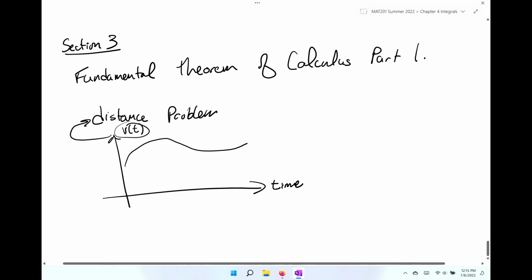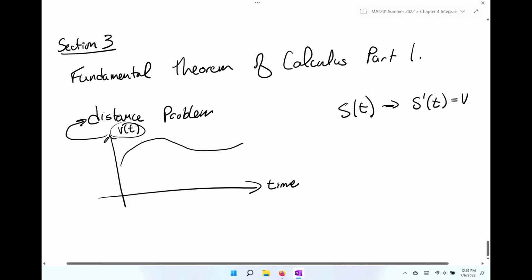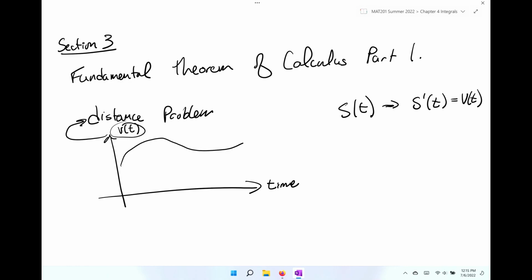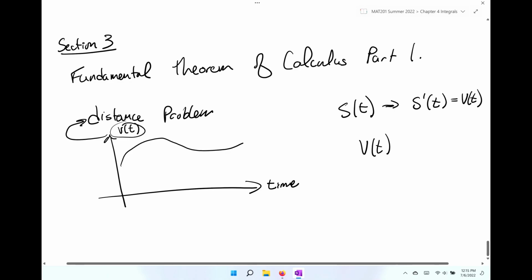And if you remember from differential calculus, if you knew displacement, which is distance, it's just where the object is moving, and you took the derivative of displacement, you end up getting the velocity. Well, it just so happens that if you have the velocity of an object and you integrate the velocity of the object, you end up getting the displacement back. And that is what we're going to be doing here.